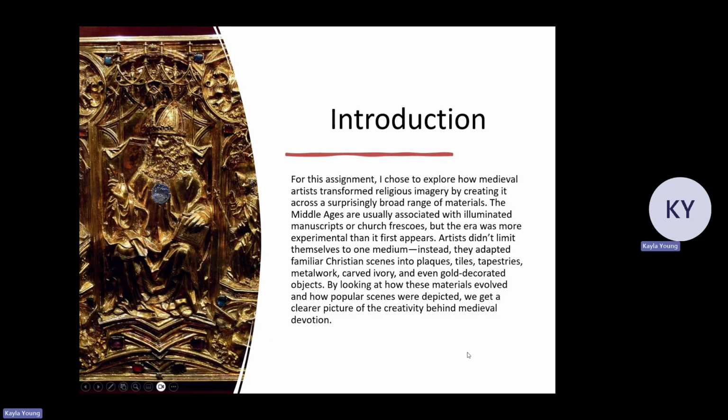In this first section, I'm introducing the main idea behind my project. When most people think of medieval art, they imagine illuminated manuscripts or church frescoes, but medieval artists used way more materials than that. They created religious imagery using plaques, tiles, tapestry, metalwork, carved ivory, and even gold decorated objects. I'm looking at how these materials changed over time and how the same scenes were adapted across different formats. This helps show how creative and devotional the medieval period actually was.